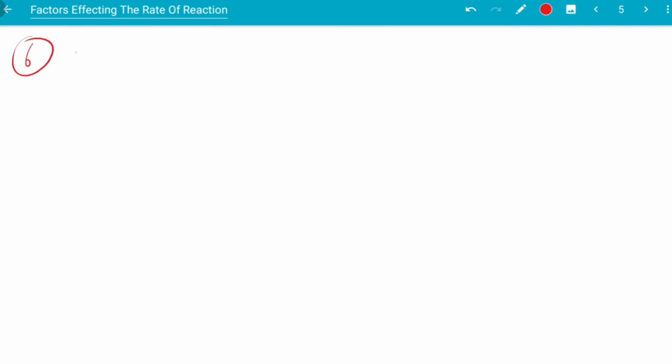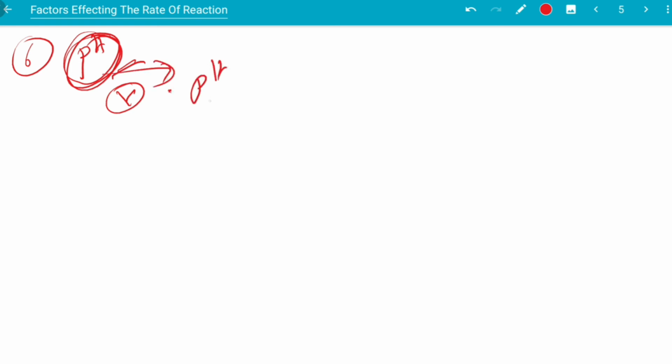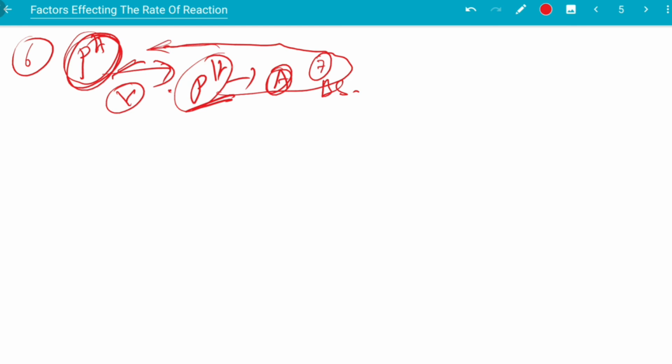And the sixth one is pH. Some chemical reactions are strongly affected by pH, that is, some reactions are controlled by change of pH. This is mainly observed in volumetric analysis and laboratory preparations of chemical compounds. If the pH of the solution is less than 7, it is acid. If pH is more than 7, then it is base. The pH of the solution is favorable for the rate of reaction.